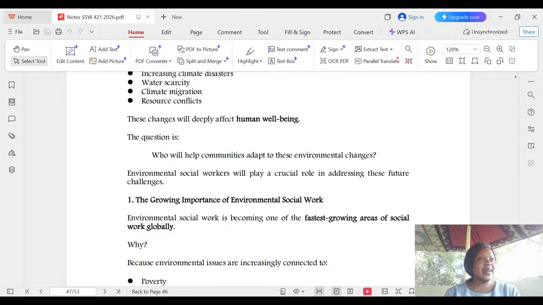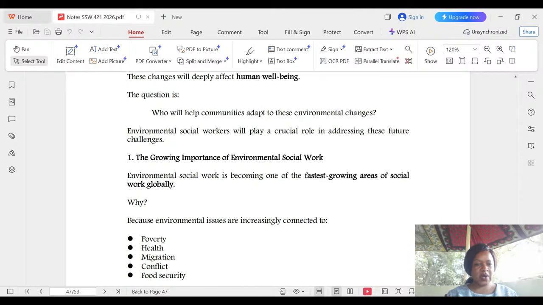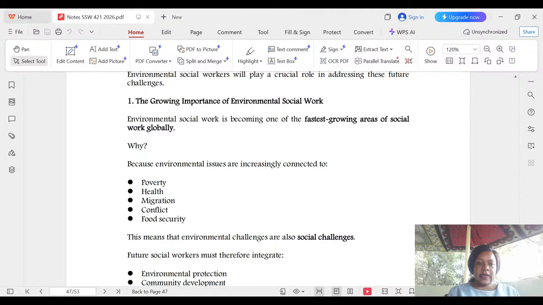So, I want to put a load on your shoulders and tell you that environmental social workers like yourselves will play a crucial role in addressing these future challenges. But of course, you'll be prepared. So, firstly, let's look at the growing importance of environmental social work, why it's so relevant. And we cannot just look at it as some fancy course title. No, very applicable, very critical, very relevant in society today.